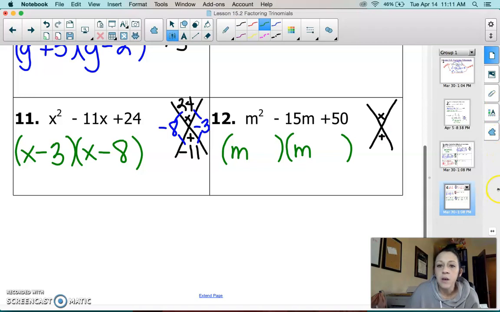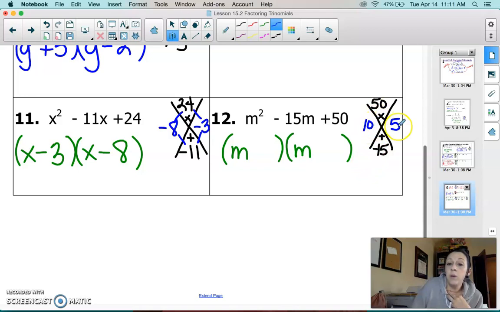Okay, so last one. 50. Oh, 50 is the number. So that's the multiply to 50, and I need to add up to negative 15. So what times what equals 50? The first thing I think of is 10 and 5. 10 times 5 is 50. 10 plus 5 is 15, but I need negative 15, right?